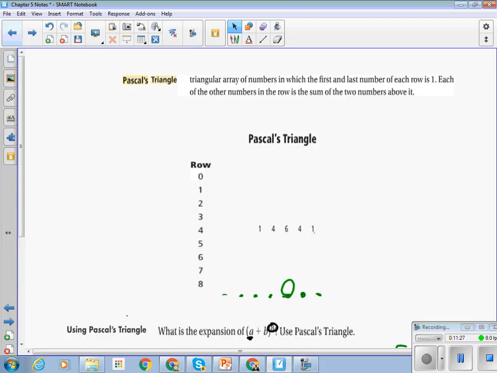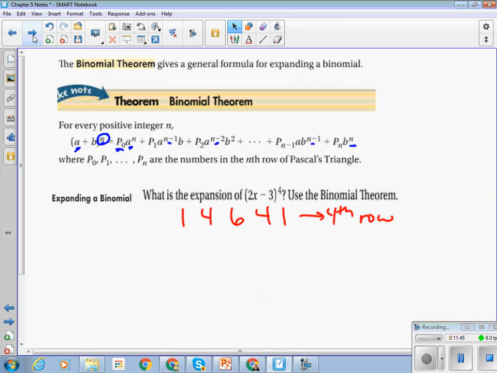And I know it's the fourth row because the second number is going to be the same as the power. That's also another pattern. So if you look at the 6th row, it's going to have a 6 for the second number. Wow, tons of patterns in this one tiny triangle. Okay, so we're going to put it together.